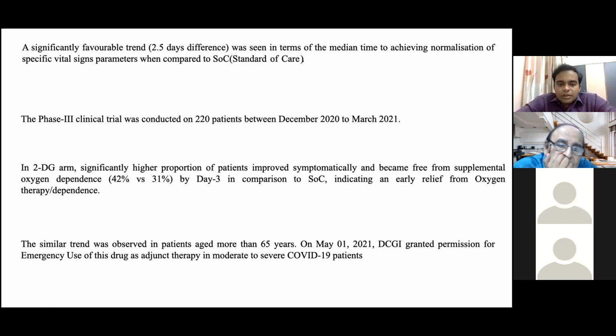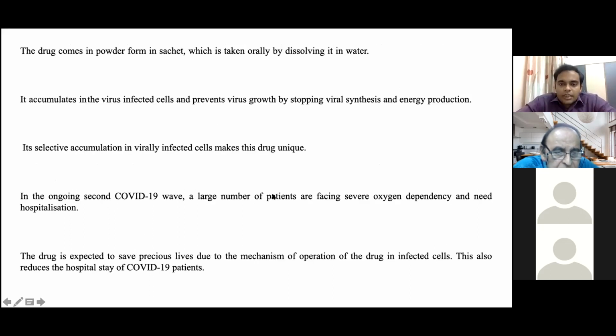A similar trend was seen in patients who were more than 65 years of age. So eventually in the beginning of May, DCGI granted approval. This is in infancy, not in infancy, but still its use is in infancy. We cannot be sure. It is available as an oral drug formulation in a sachet, like we have vitamin D sachets. It can be mixed and drunk with water. Okay, and it will probably block.